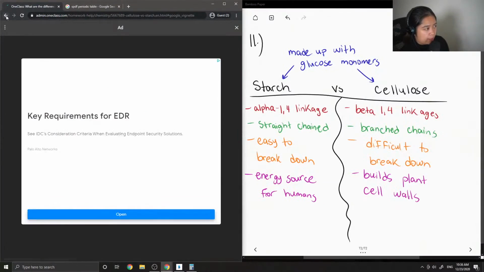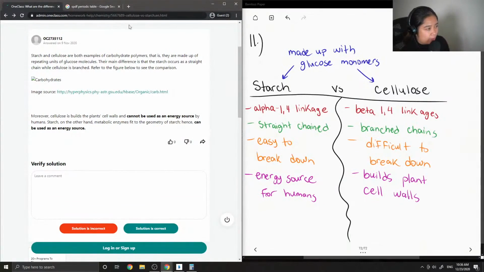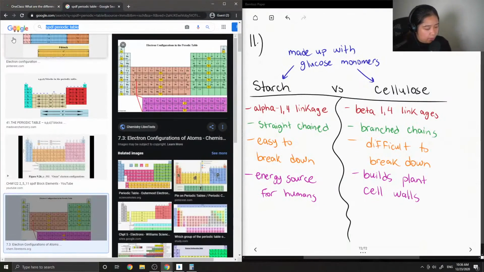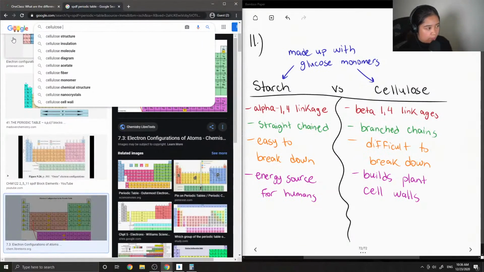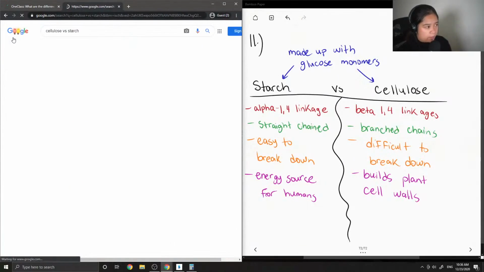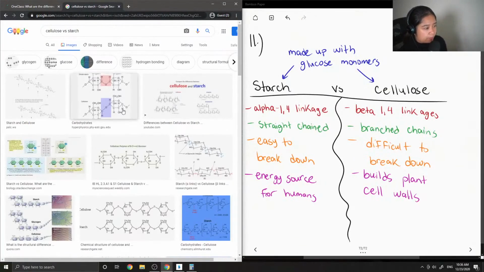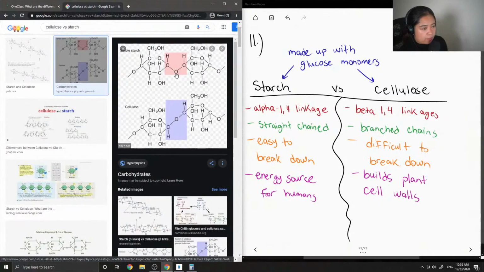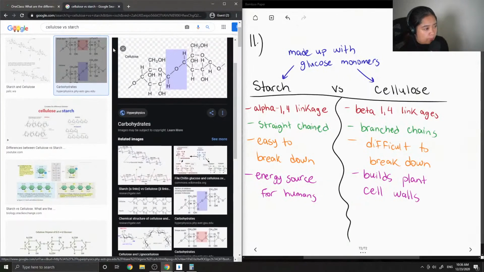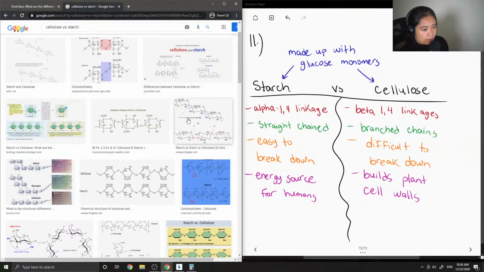So apparently I can't do that, but let's look at a picture just so that it's cool to see how they're different. So at the top is an example of a starch. So you can see the alpha 1,4 linkage. And if you look at the cellulose, the glucose linkage is a beta 1,4 linkage. So that's one of the main differences.